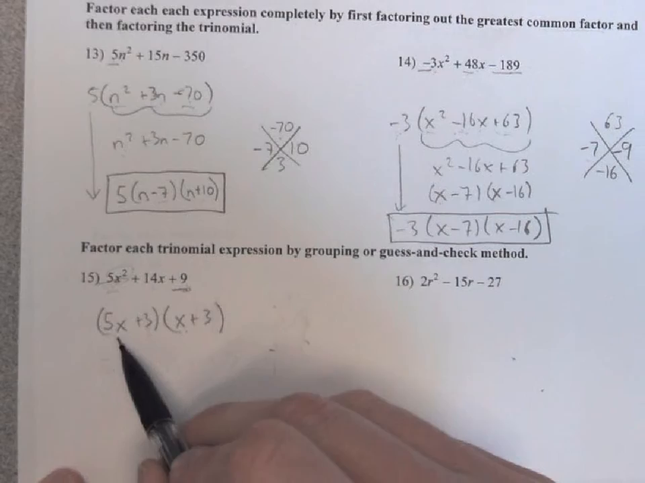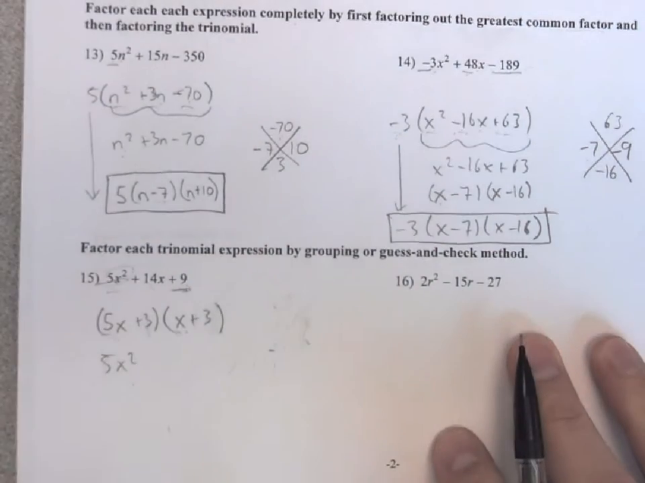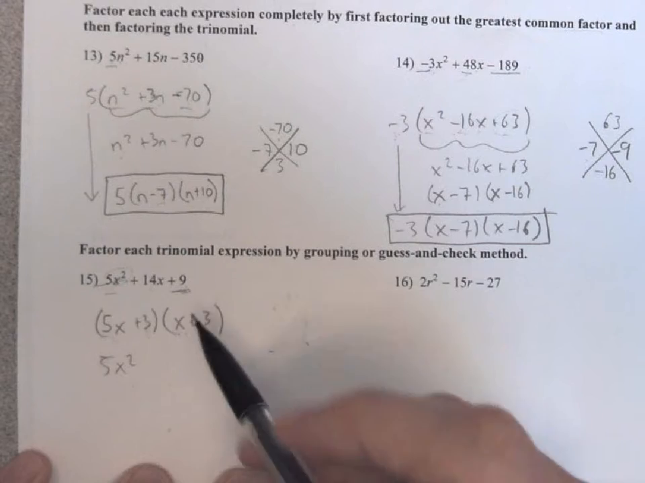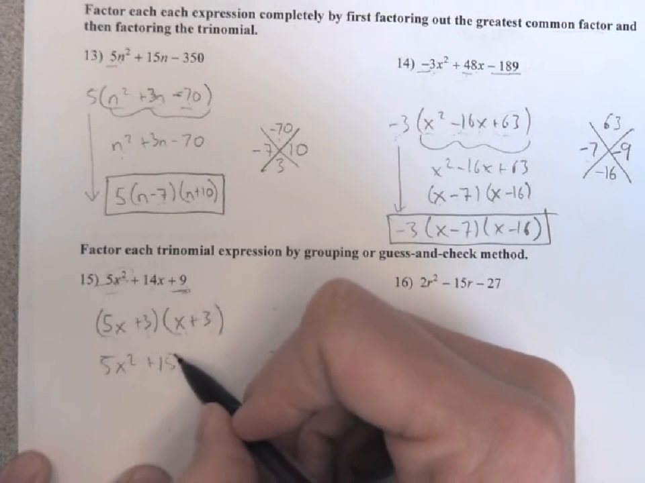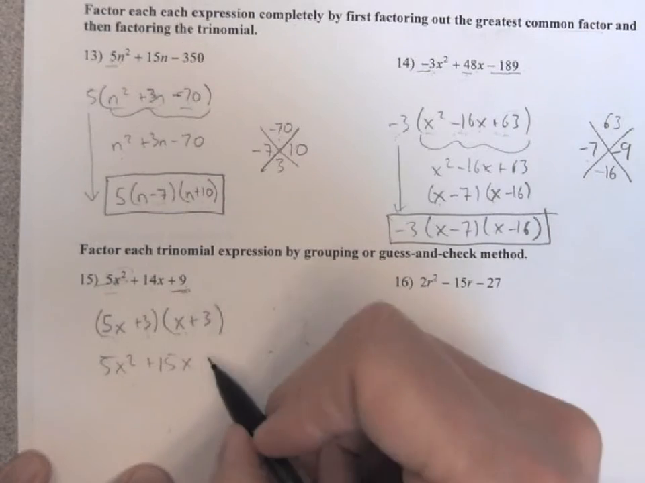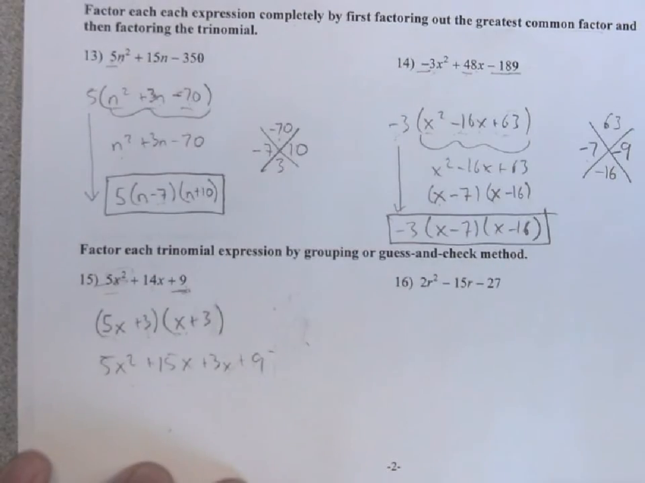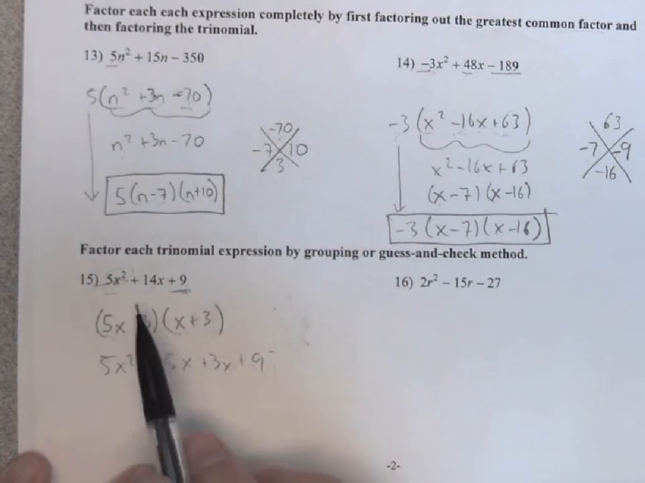Okay, so 5x times x is the 5x squared. Okay, I knew that was going to happen. That's no big deal. 5x times 3 is going to give me a 15x. 3 times x is going to give me 3x, and then 3 times 3 is going to give me 9, right? These two middle terms are going to combine to give me 18x, and I wanted a 14x.